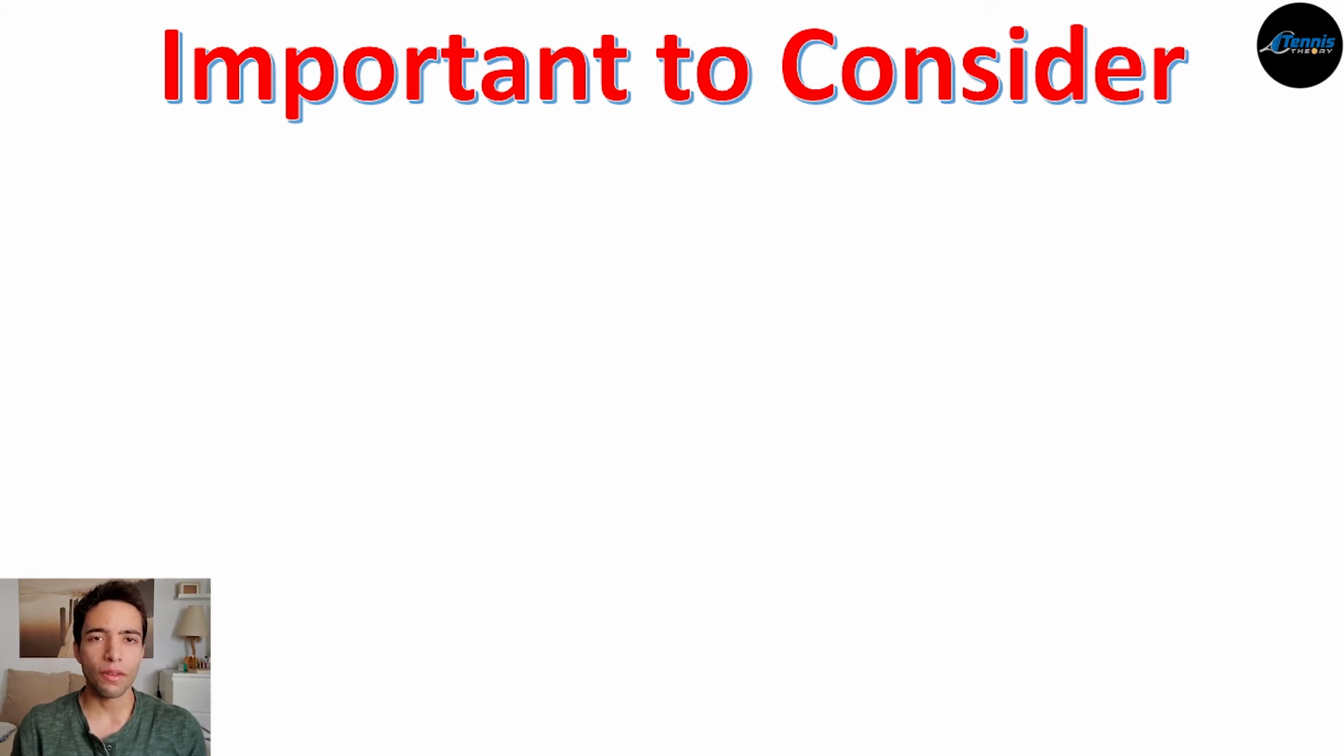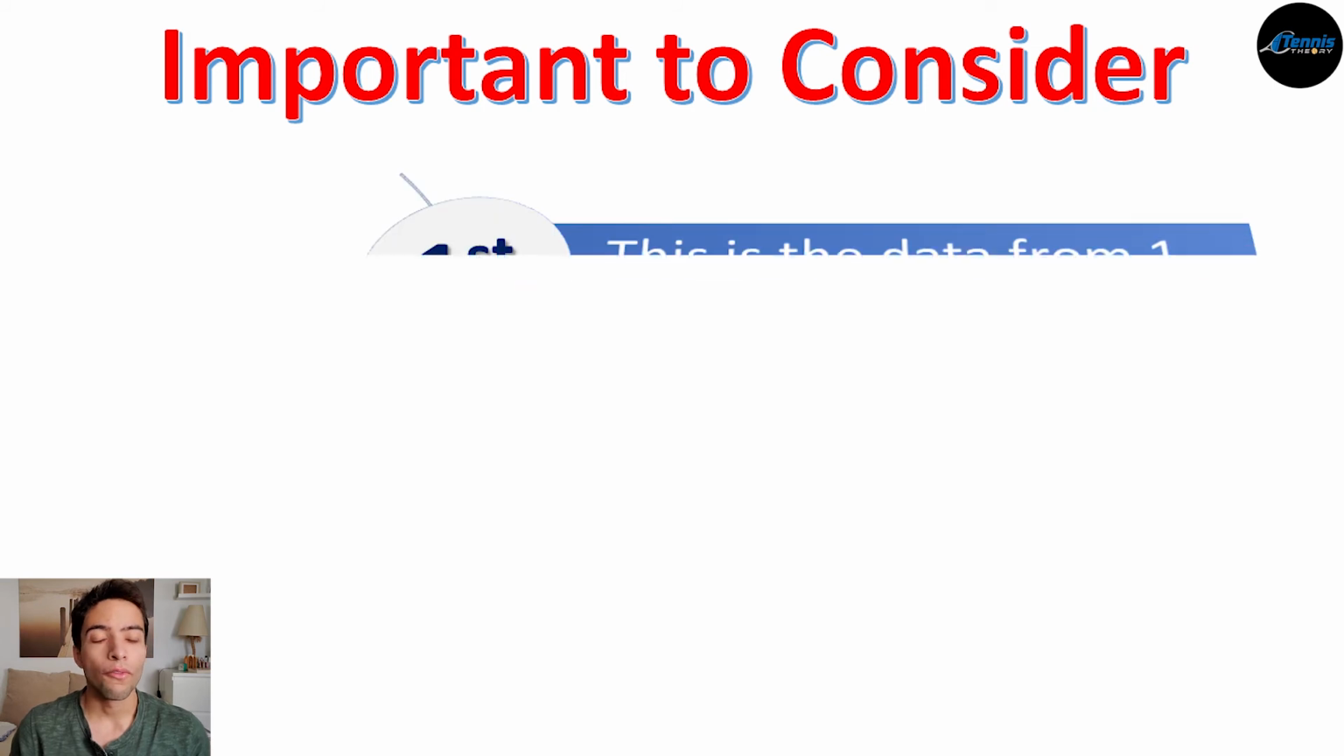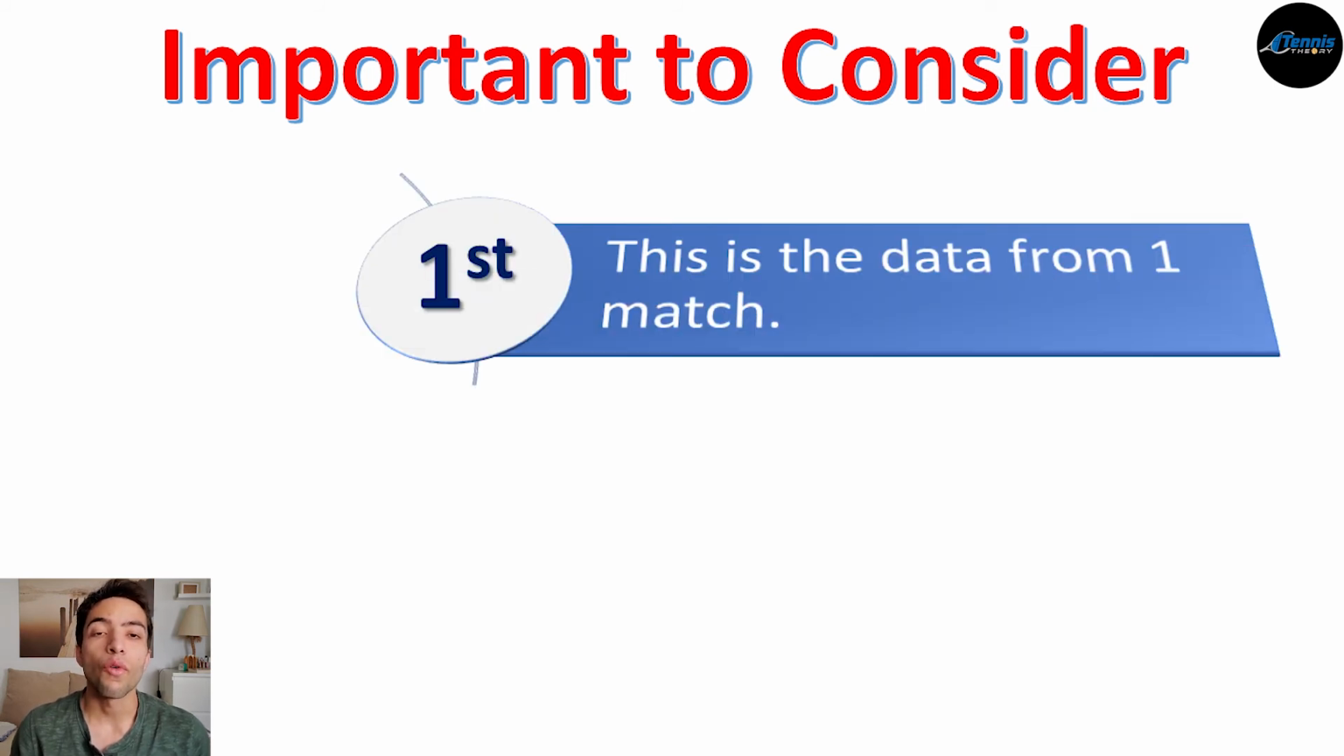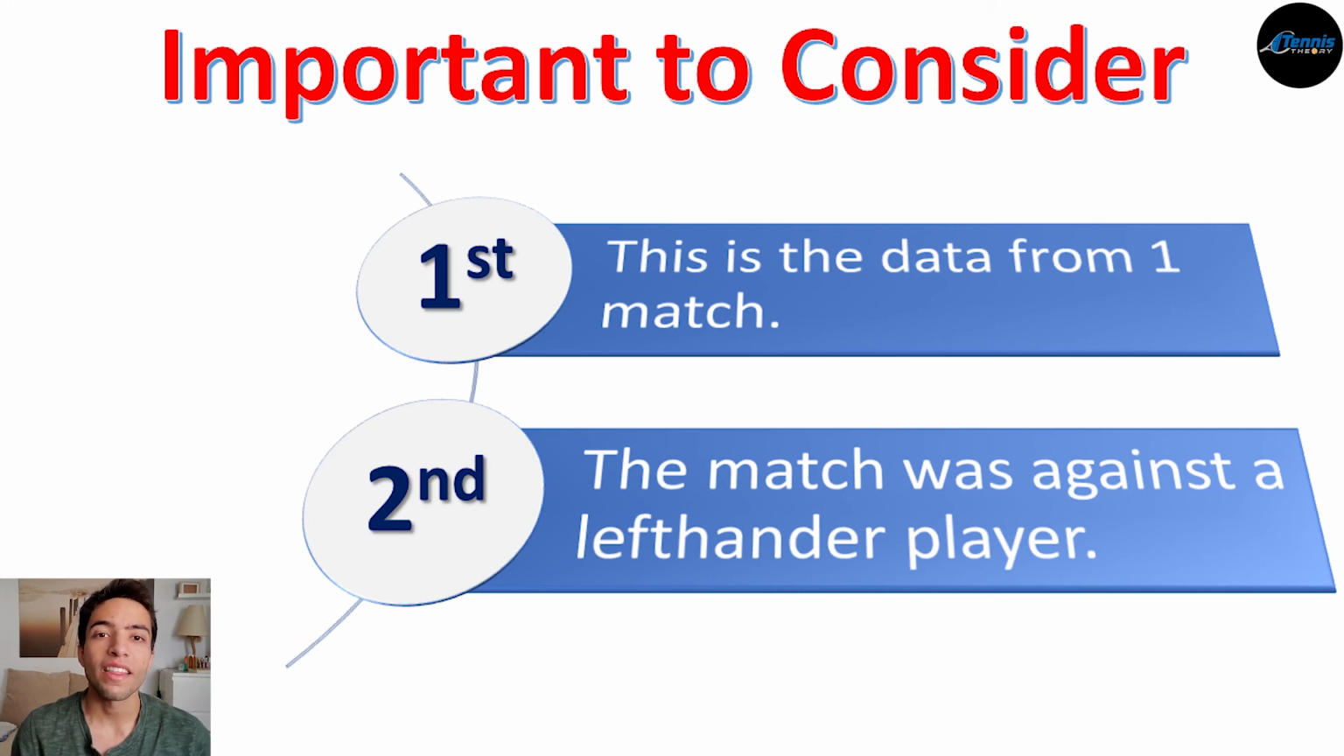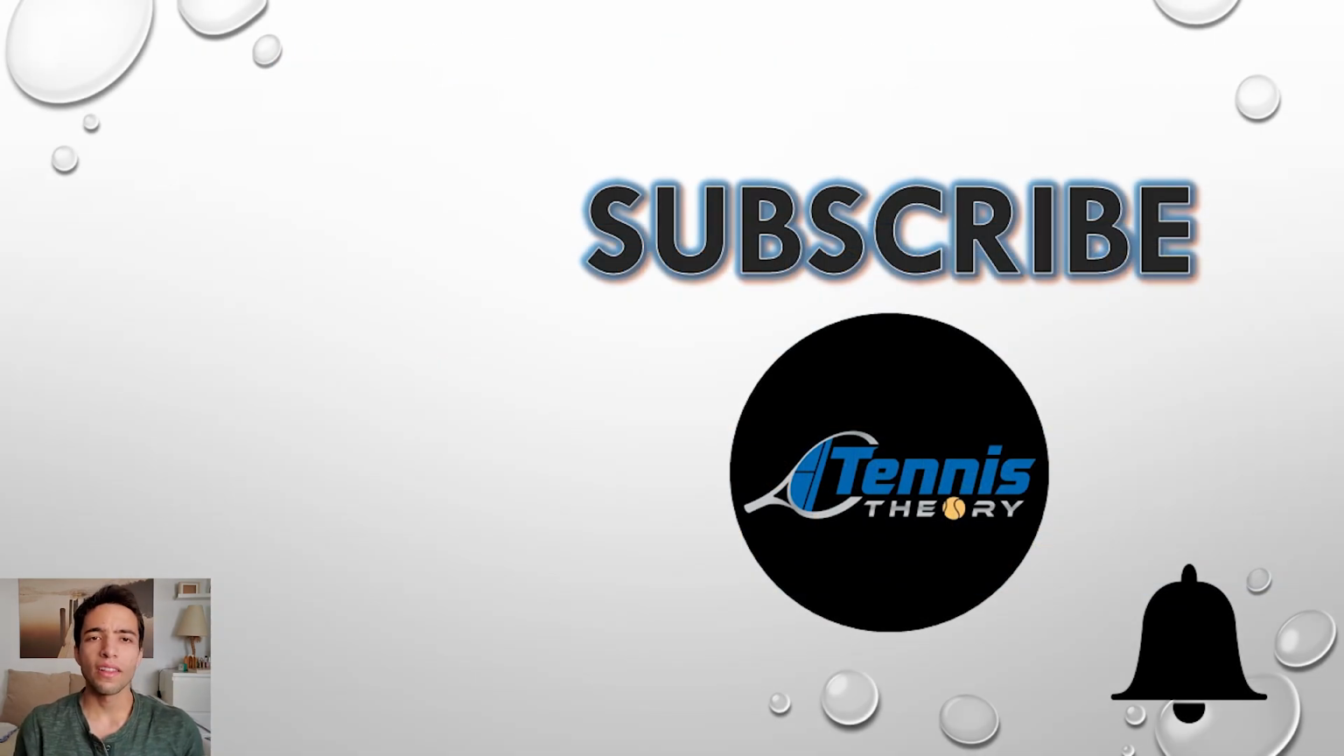Before I finish this video, I think there are a couple of important things we need to consider. First is that these are the results of only one match, and this data will be a lot more accurate if we had considered more matches. Second, this is a match against a left-handed player, and that has a huge influence on the results. Whenever we are looking at data for advice, it's always crucial to consider whether that data can help us or not. Having said all this, we have arrived at the end of this video.